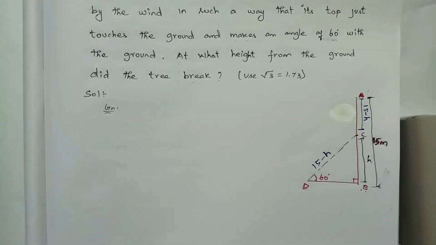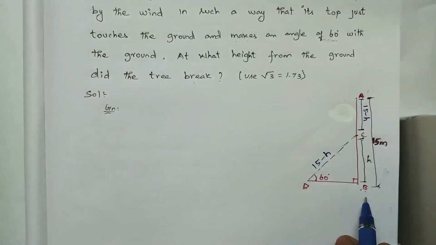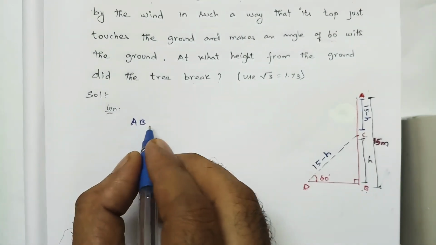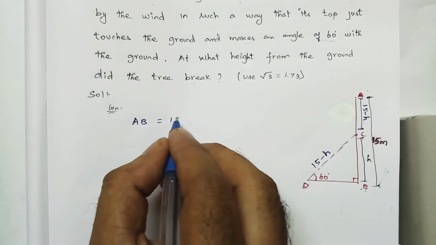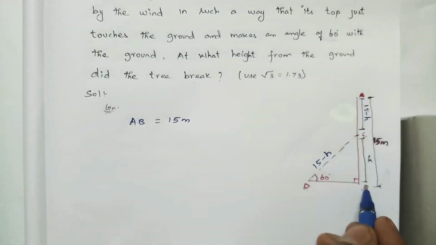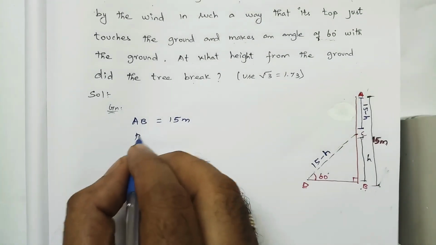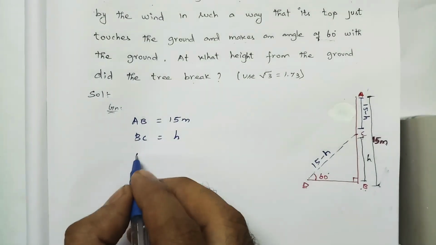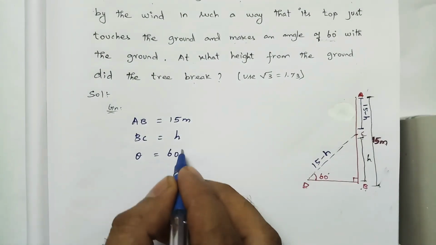So now write the given. What is given? It's the height of the vertical tree. That is AB is equal to 15 meter, right? And we are assuming that the height of the broken tree, that is BC, BC is equal to H, and theta is equal to 60 degree.